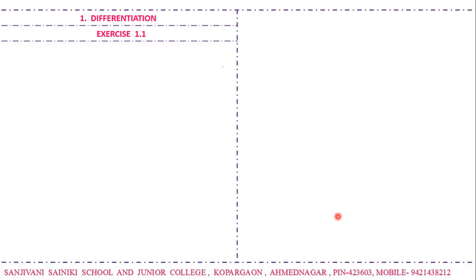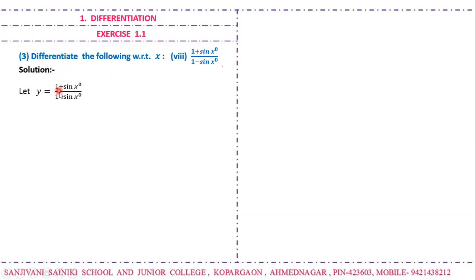Next example is: differentiate the following with respect to x, 1 plus sine x degree upon 1 minus sine x degree. Here x degree means x in degrees. Let y be equal to 1 plus sine x degree upon 1 minus sine x degree. So initially I will convert this into radians. So x degree is equal to pi x upon 180 radian. So multiplying by it, we get 1 plus sine pi x upon 180 over 1 minus sine pi x upon 180.